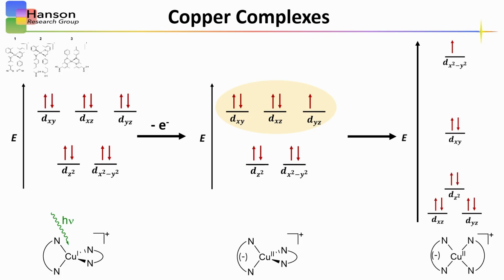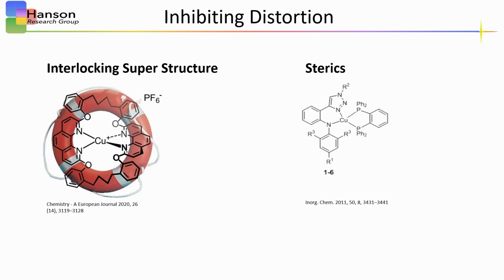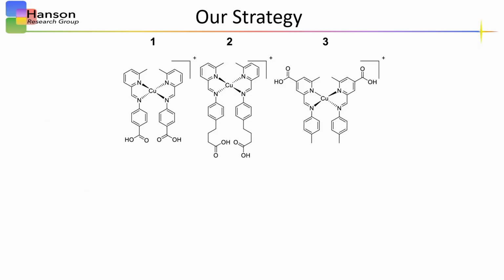Unfortunately, when it's in this excited state, it likes to undergo Jahn-Teller distortion, distorting the molecule from tetrahedral to square planar, thus decreasing our reactivity and decreasing our excited state lifetime. To get around this, people have tried interlocking the superstructure of the molecule or creating enough steric bulk to make it unfavorable. Both of these tactics work, but are synthetically difficult and can limit access to the reactive center.